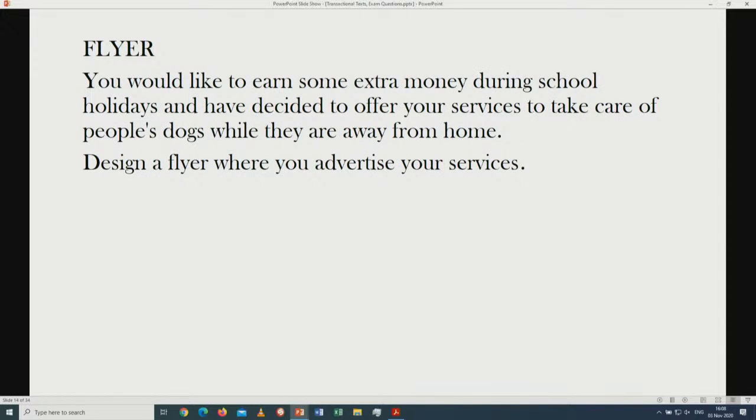Okay, flyer, in other words, it's an advert, right? The flyer is those little pamphlets that you hand out at traffic lights or whatever. Okay, this is extra money to take care of people's dogs when they're away from home. It's called dog sitting. And incidentally, you've got a lot of professional people doing this in the bigger cities.